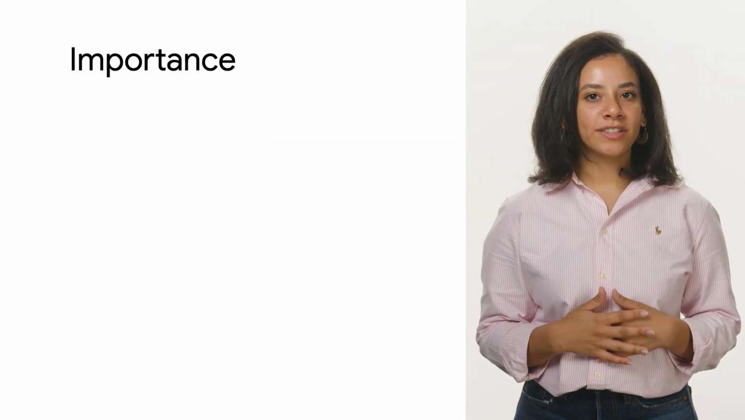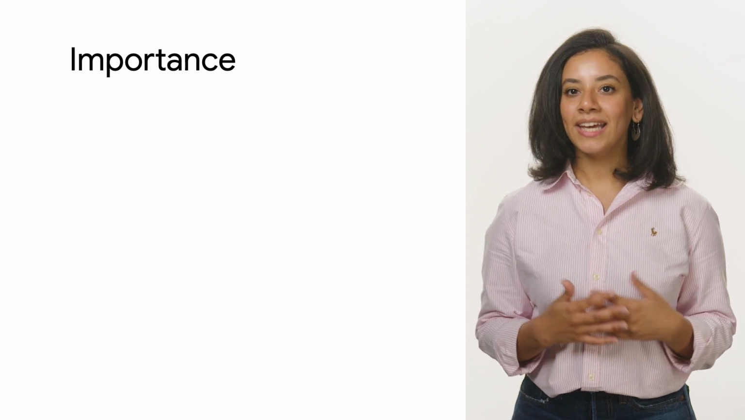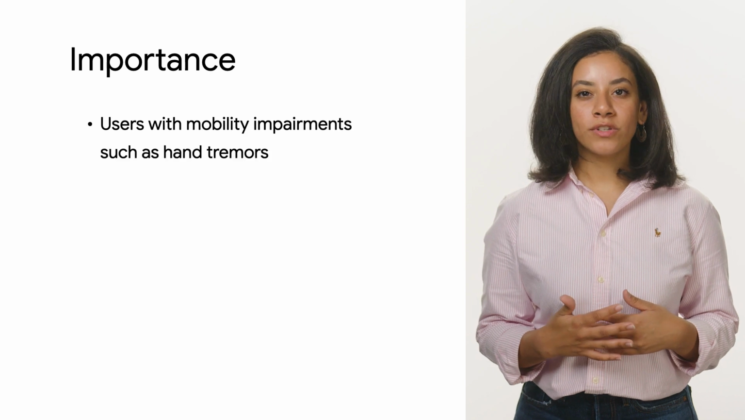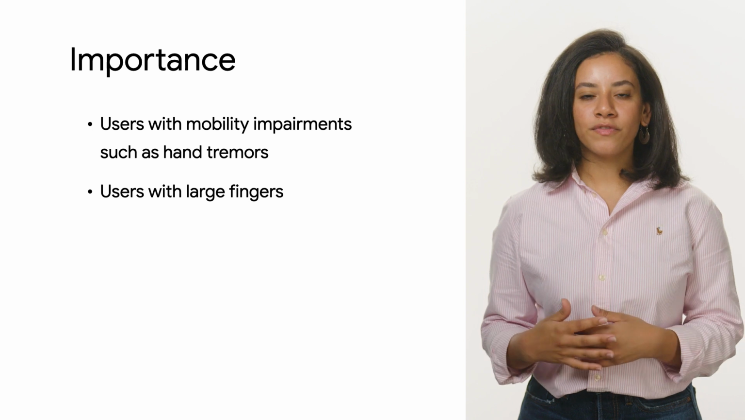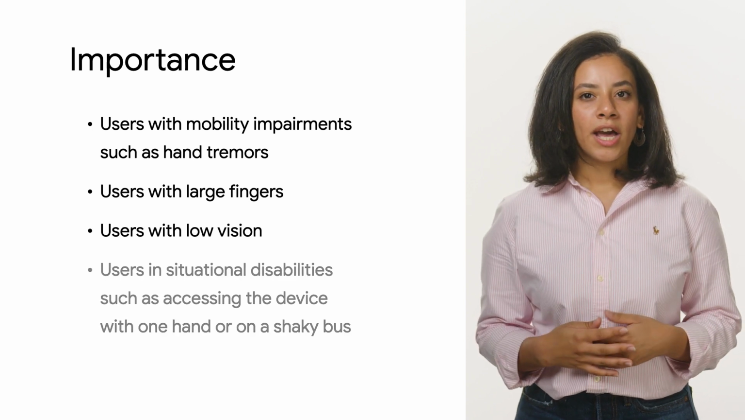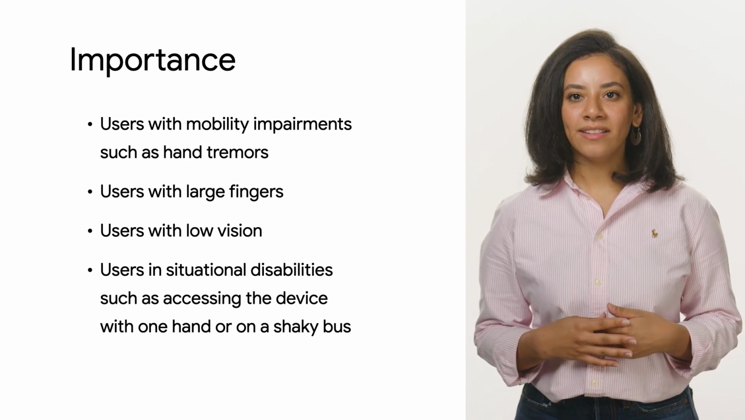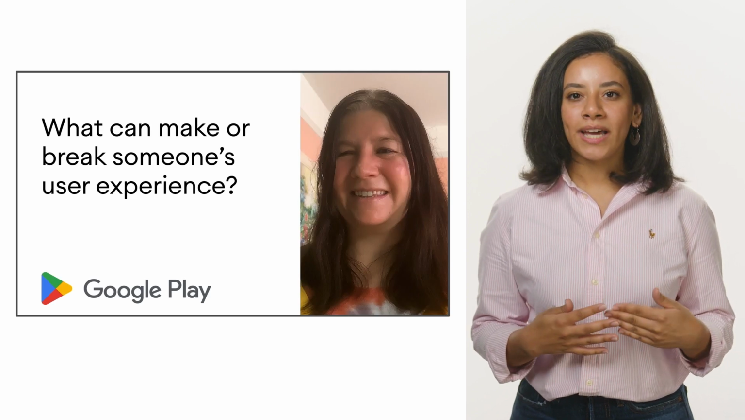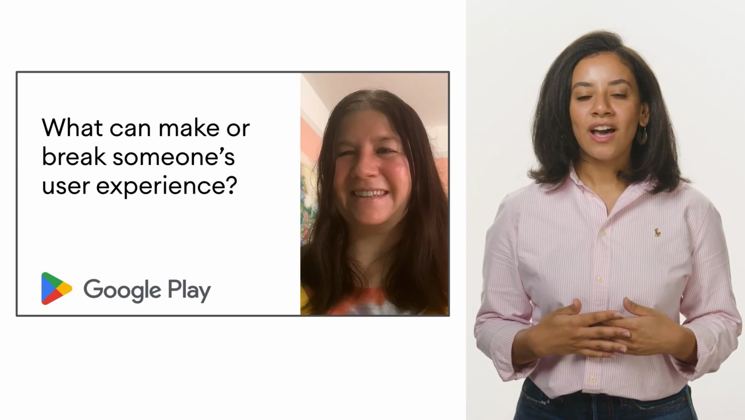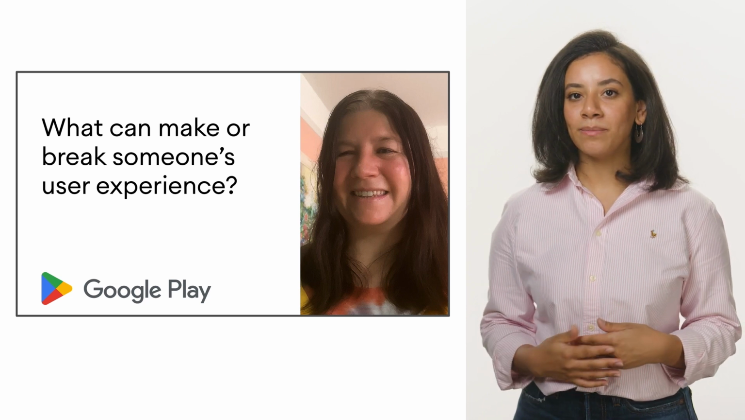Now, why is this important? Using an appropriate touch target size is important to the user experience of a wide audience, including but not limited to users with mobility impairments, such as hand tremors, users with large fingers, users with low vision, and users in situational disabilities, such as accessing the device with one hand or on a shaky bus. Check out our previous video, What Can Make or Break Someone's User Experience, for an example of the effect of touch target size on users with mobility impairment.